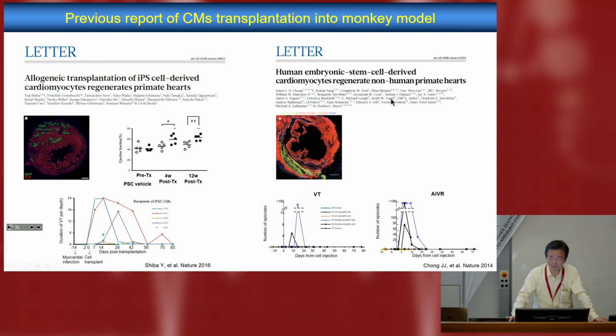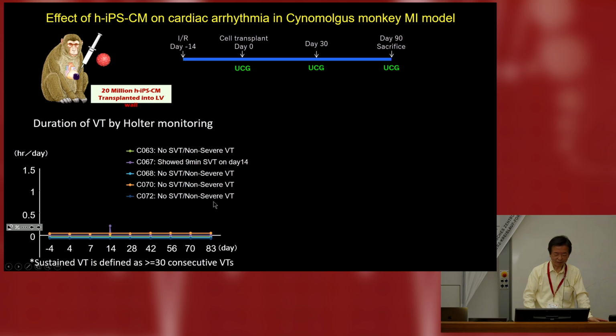The right-hand side panel indicates Chuck Murry's paper, and the left-hand side panel indicates Yuji Shiba's paper. They transplanted human ES cell-derived cardiomyocyte and monkey iPS cell-derived cardiomyocyte into the monkeys. However, after 1 month from the transplantation, they revealed ventricular tachycardia. This is a problem. So how about our transplantation?